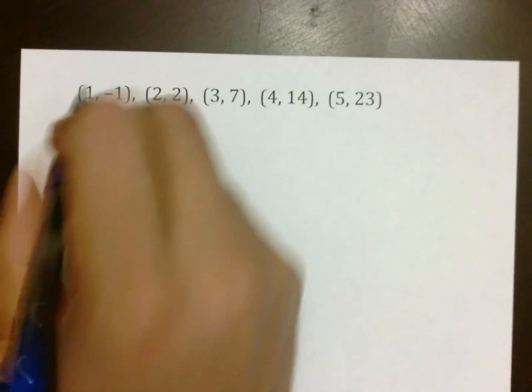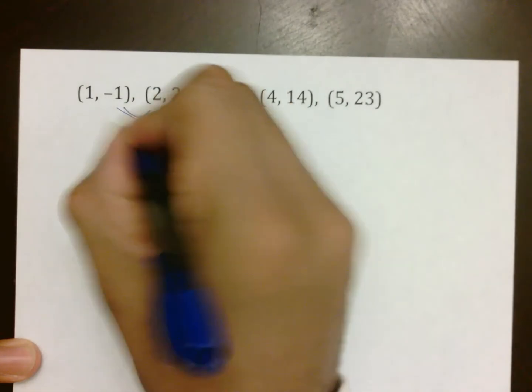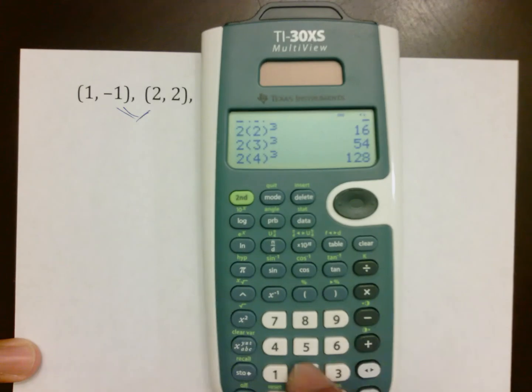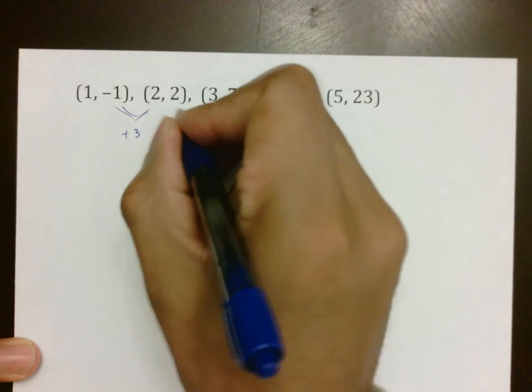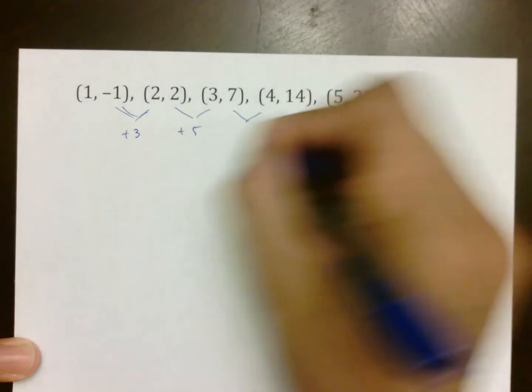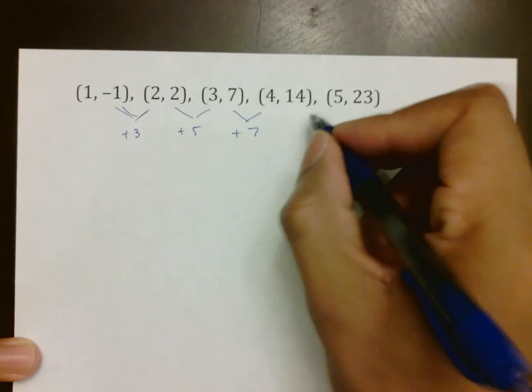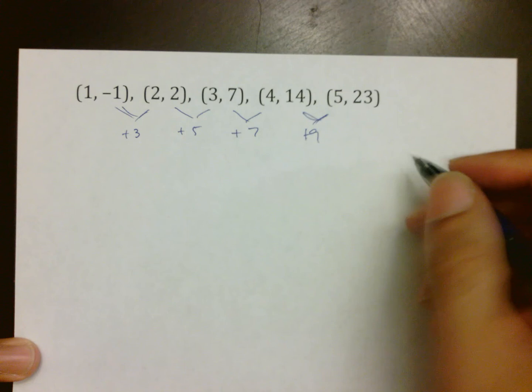Second example, again, my x's are going 1, 2, 3, 4, 5. So we look at this and we go 2 minus negative 1, because remember it's second minus first. That's what we worked on yesterday. That means that this is going up 3. This is going up 5. This is going up 7. And this is going up 9. Not an x squared.